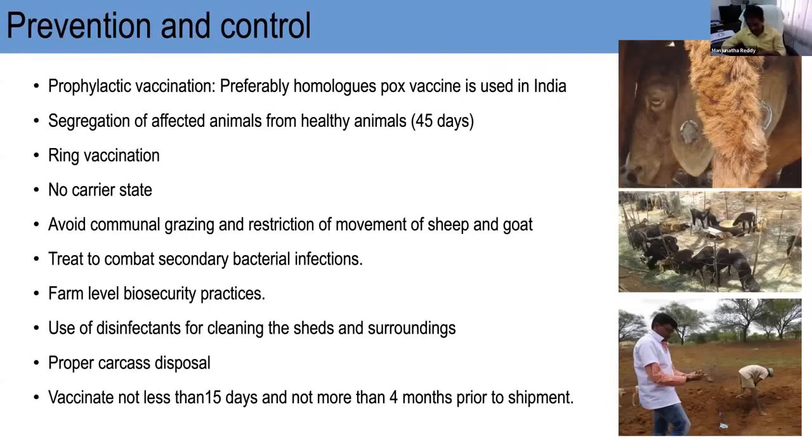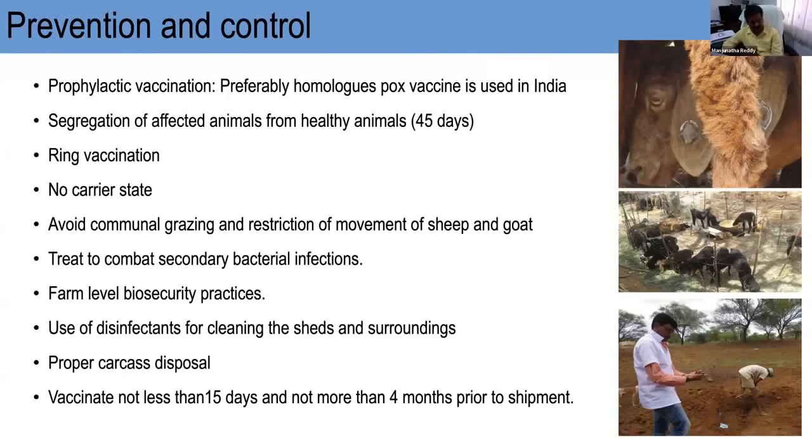Preferably, they should be given 45 days of separation. This is possible in organized farms. Whereas for the migratory ones, they'll have certain kinds of temporary fences, and they do that. And ring vaccinations, obviously, to avoid further spread. As I was saying, there is no carrier status, so it is easy to control the disease.